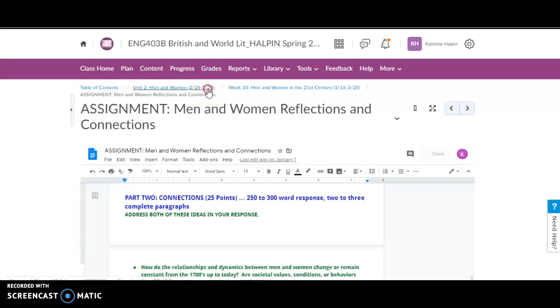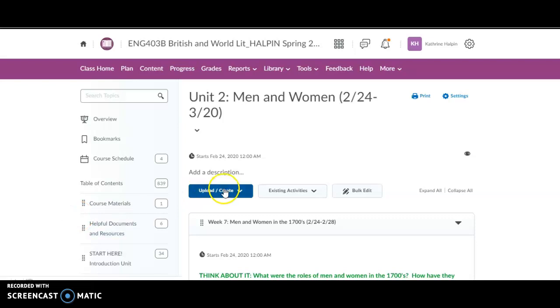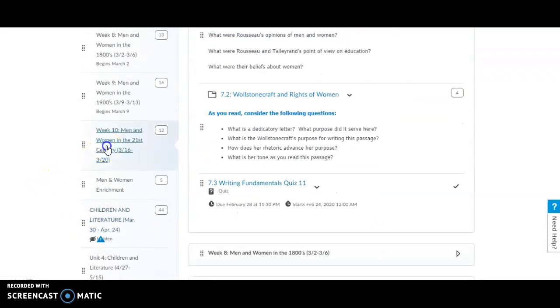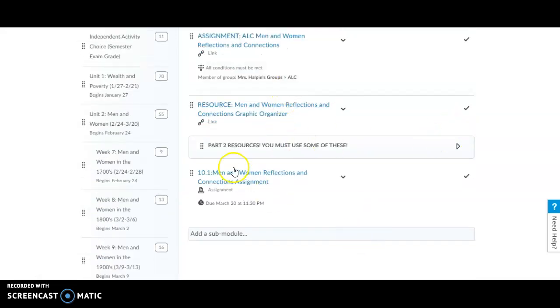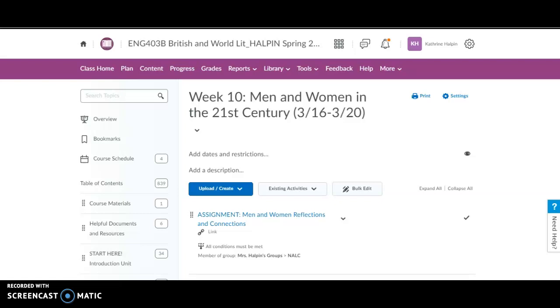In the classroom, I again have made a graphic organizer for you, and it is available in the classroom content. If you look at this week, you will see that it's available right here. If you have any questions as you go through this process, don't hesitate to reach out. This is worth 50 points, so please take your time. Thank you so much.